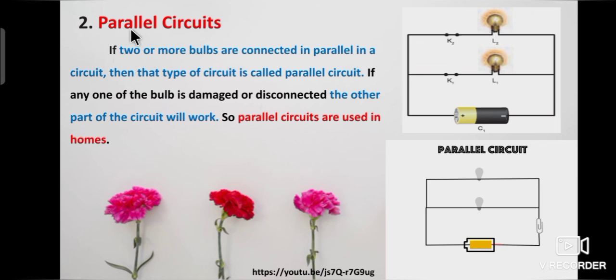Now, we will study about parallel circuits. If two or more bulbs are connected in parallel in a circuit, then that type of circuit is called a parallel circuit. If any one of the bulbs is damaged or disconnected, the other part of the circuit will work. So parallel circuits are used in homes.